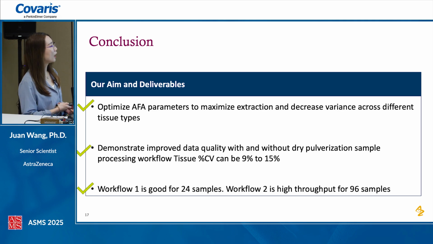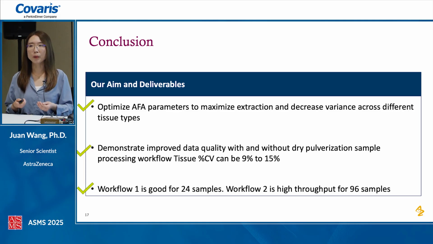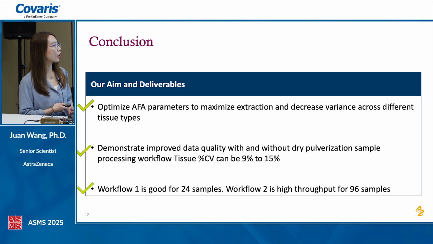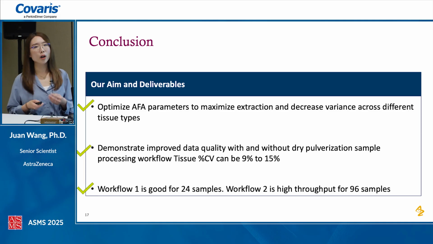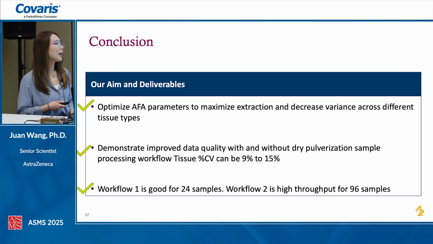If you have a small number of samples, workflow 1 is good for 24 samples. But if you have a really large number of samples, then you can choose workflow 2, which gives you very high throughput. The 96 samples also save you a lot of time.